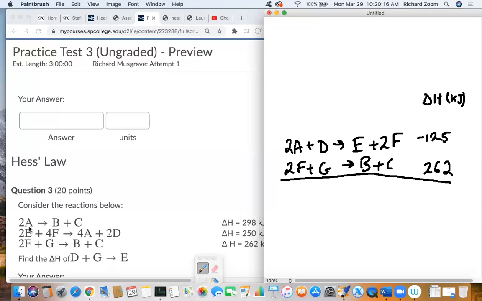Now the next thing I have to do is look at the 2A gives B plus C and see whether or not that needs to be flipped. And you can see that it does, because if I just leave it with the 2A gives B plus C up here, the A's won't cancel. We know the A's cancel because they're not part of the final equation. So I am going to have to flip the first equation. B plus C gives 2A, and that gives negative 298 to flip it. Okay, I'll stop there for a second. Does anybody have any questions about why I flipped equation 1?